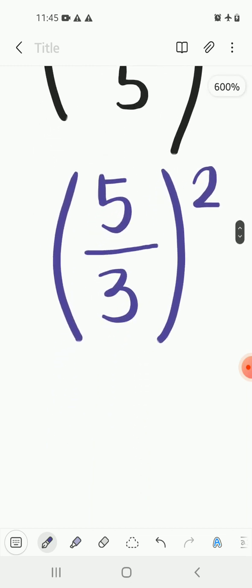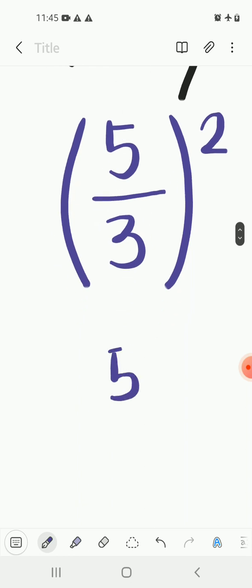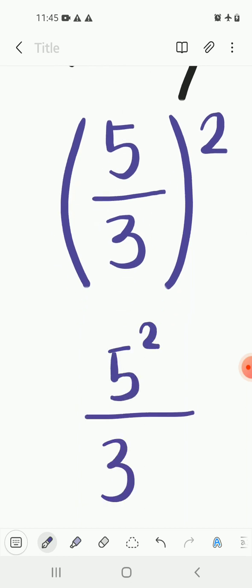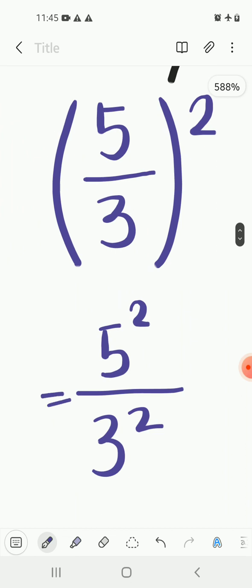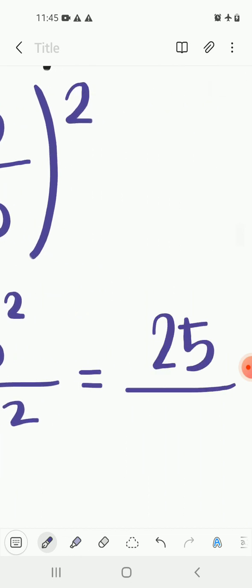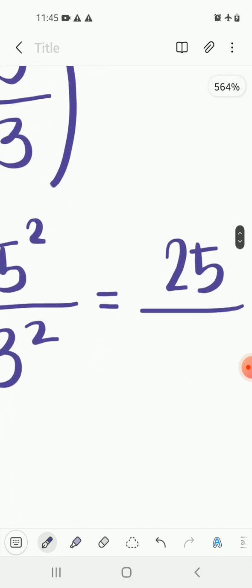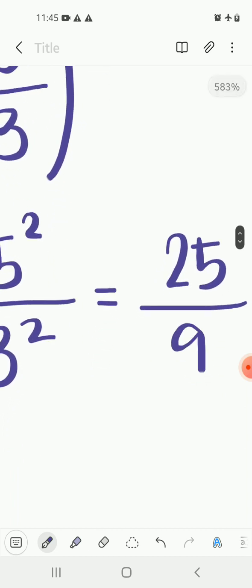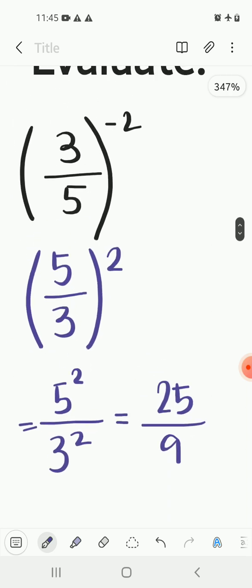5 by 3 whole square, which means 5 square and also 3 square, which comes to 5 into 5, 25. As I told you, square means to multiply it by itself, and 3 square is 3 into 3, 9. So this is my answer to this question.